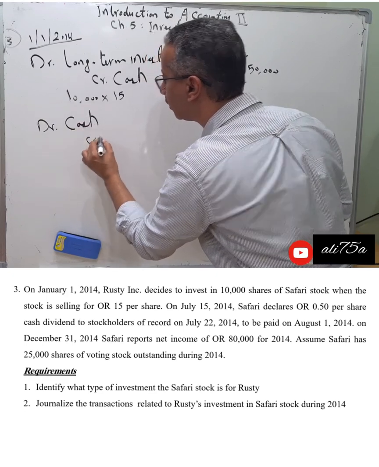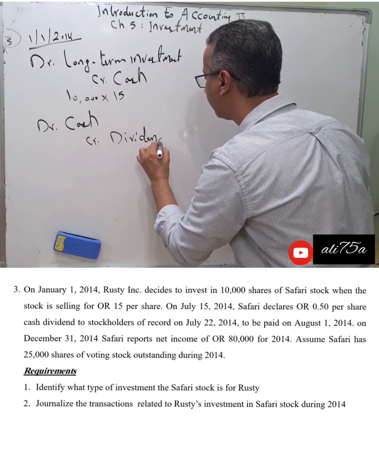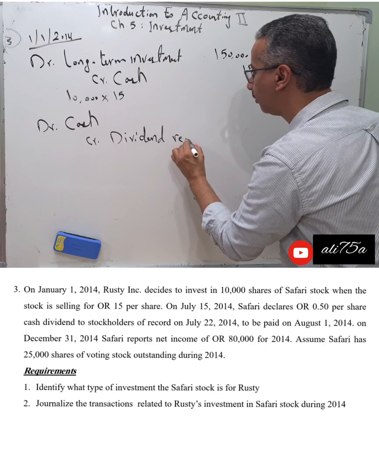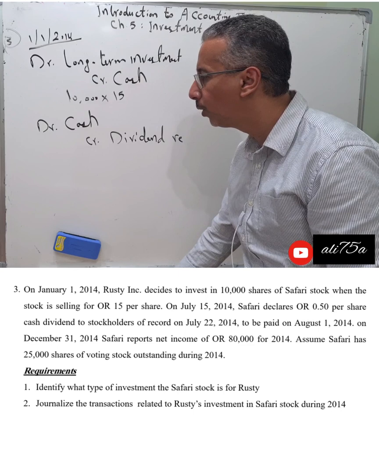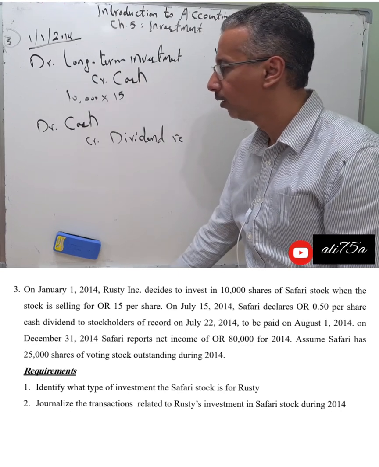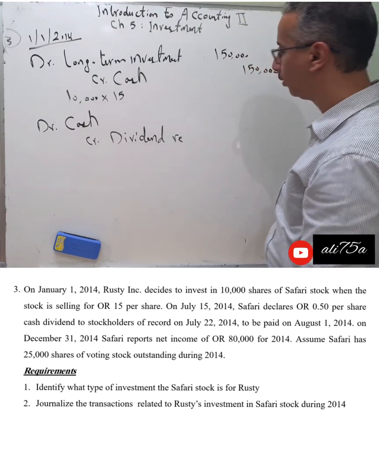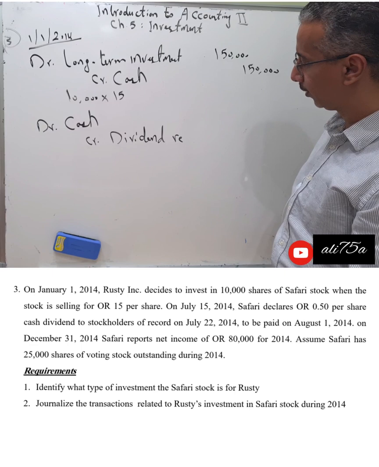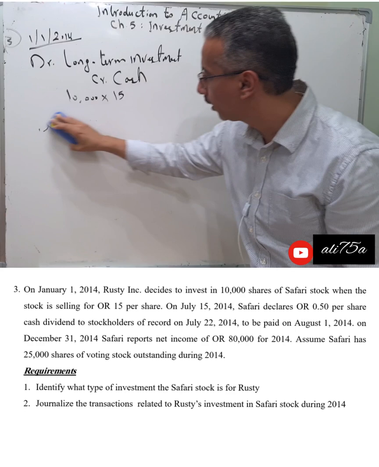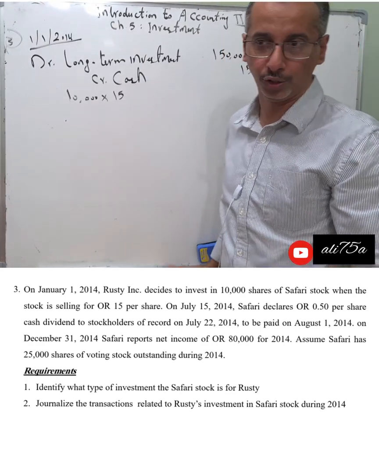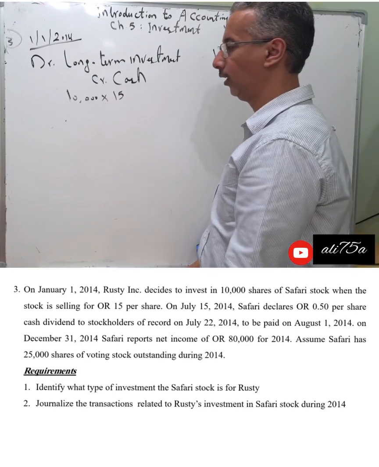We talk about dividend revenue. Or before that, there is one more requirement: identify what type of investment. Here we have to find the percentage of ownership, because we have to make two journal entries here for declaring and receiving that revenue.